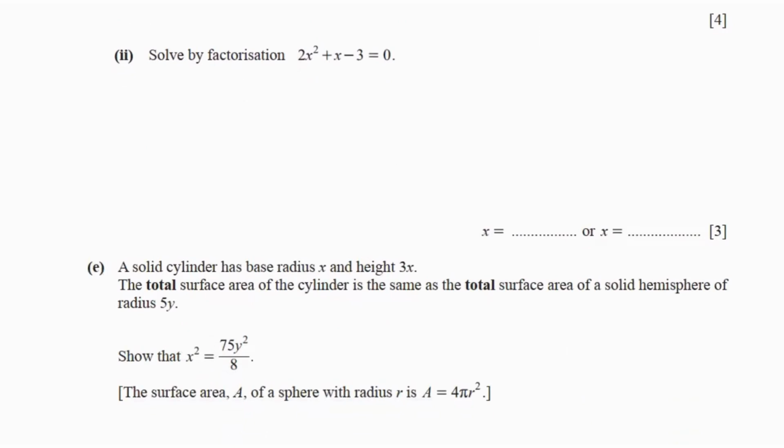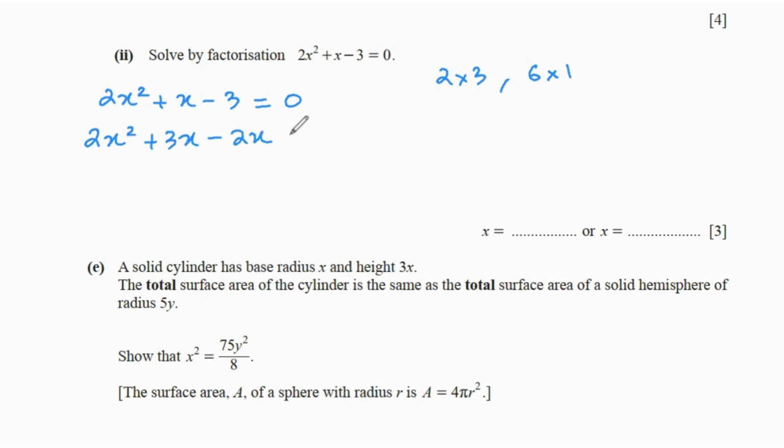Then they're asking us to factorize this quadratic equation: 2x squared plus x minus 3 equal to 0. 2 times 3 is 6. Factors of 6 are 2 and 3, and 6 and 1. We can replace x with 3x minus 2x. So 2x squared plus 3x minus 2x minus 3 equal to 0.